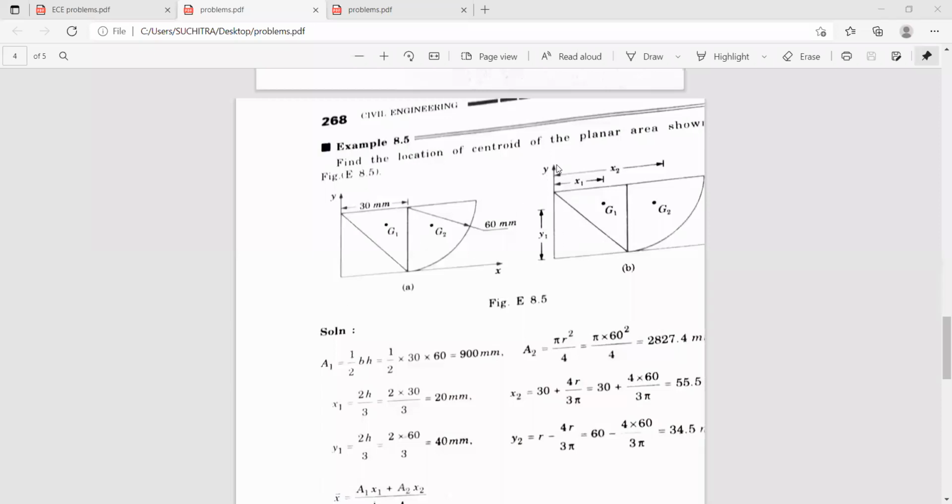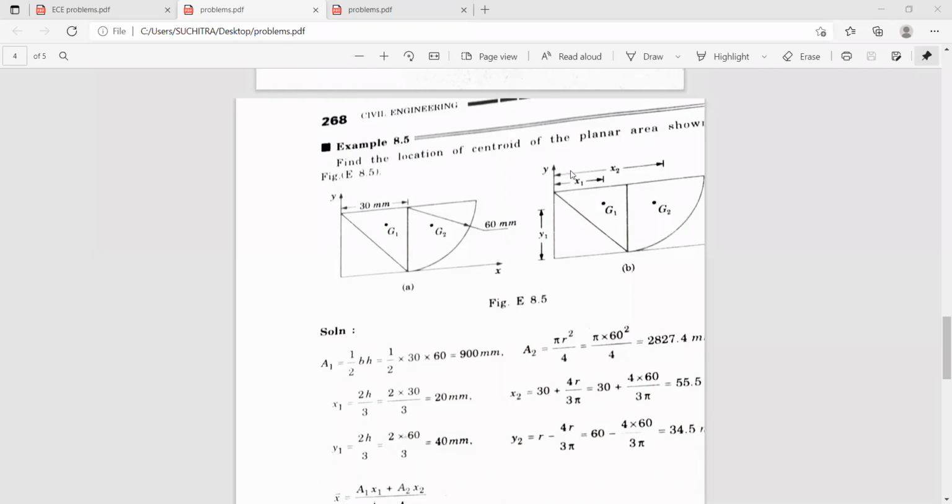Now you can see this figure. First, you have to select the reference axis x and y. Now these are the geometric centers, the individual centroids of this figure. And you can see here, x1 is the distance from this point to the y-axis, and similarly x2 is the distance from this point to the y-axis, and similarly y1 is from this point to the x-axis, and y2 is from this point to the x-axis.